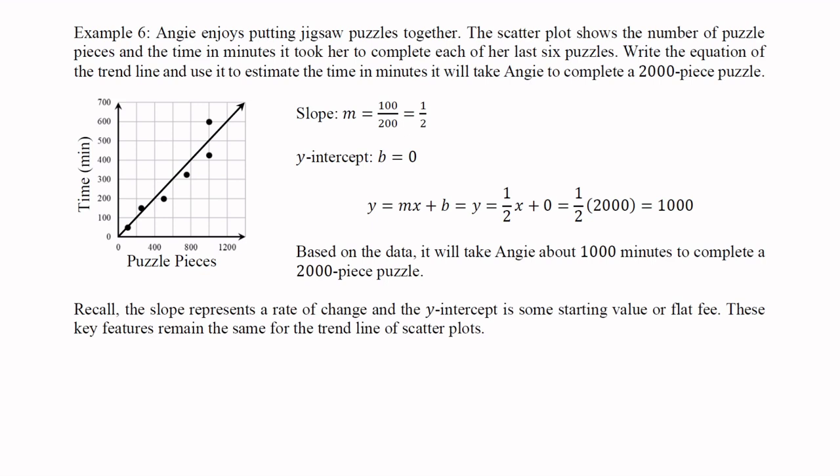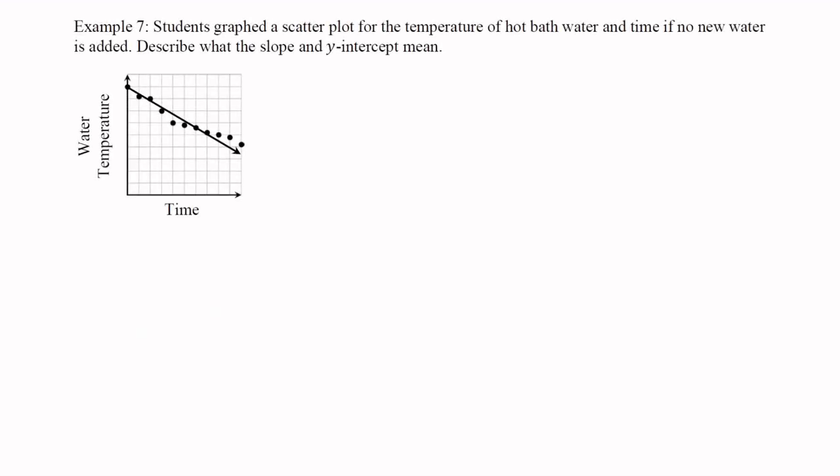Recall, the slope represents a rate of change, and the y-intercept is some starting value or flat fee. These key features remain the same for the trend line of scatter plots. Students graphed a scatter plot for the temperature of hot bath water and the time if no new water is added. Describe what the slope and y-intercept mean.